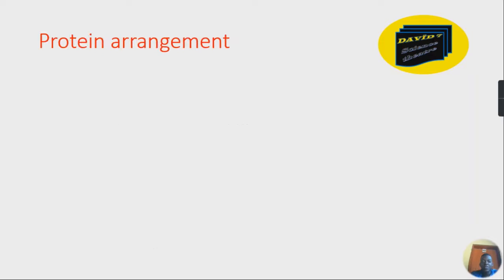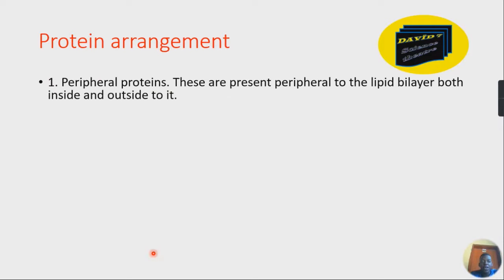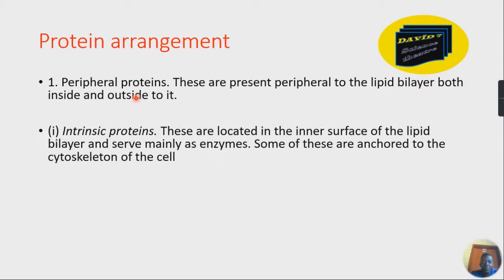Okay, let's continue. So we're going to talk more about the protein arrangement. We have the glycoproteins and we have the lipoproteins. That is biological structure. So how are they arranged within the cell membrane? We shall have peripheral proteins, as we saw in the other diagram. Some proteins are peripheral, and these are present peripheral to the lipid bilayer, both inside and outside it. And in the peripheral proteins, we have what we call intrinsic proteins. These proteins are located on the inner surface of the lipid bilayer and mainly will serve as enzymes.